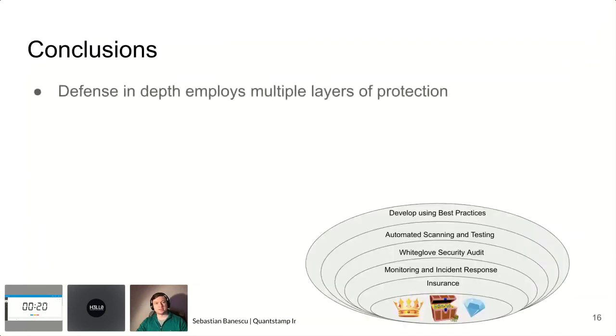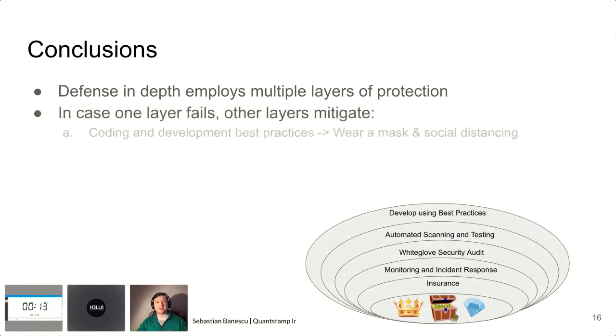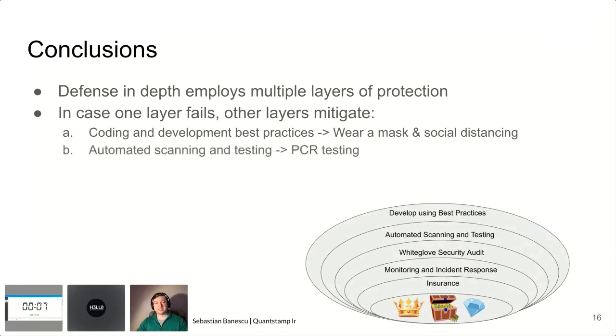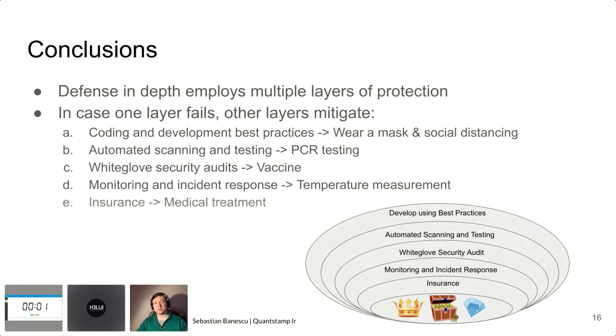As a conclusion, defense in depth basically is multiple layers of protection. And just to draw a parallel, coding is like wearing a mask and social distancing. Automated scanning is like PCR testing. White glove audits are like vaccines. Monitoring is like temperature measurement, and insurance is like medical treatment.